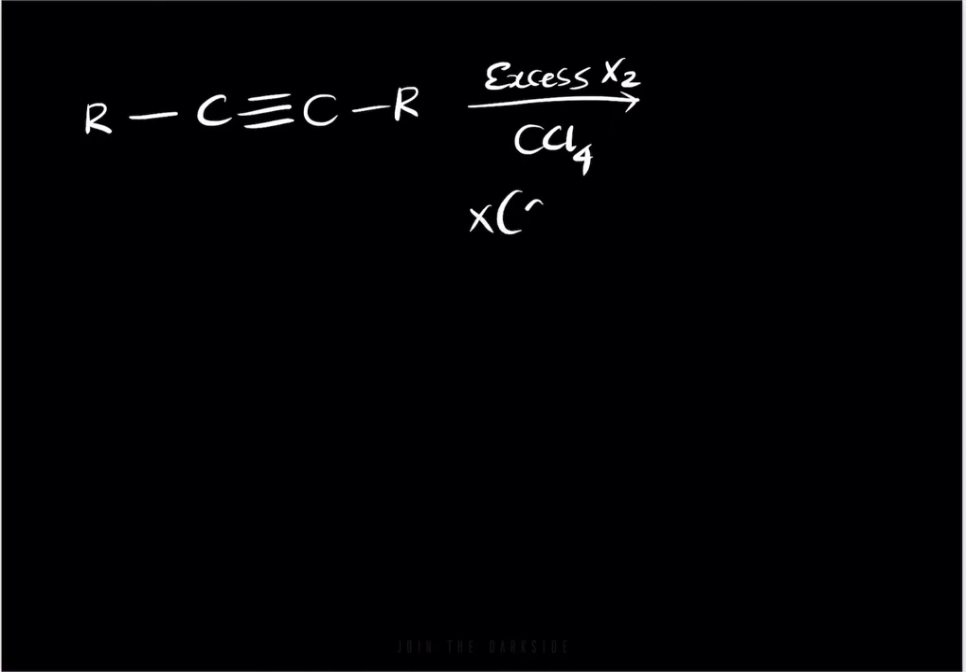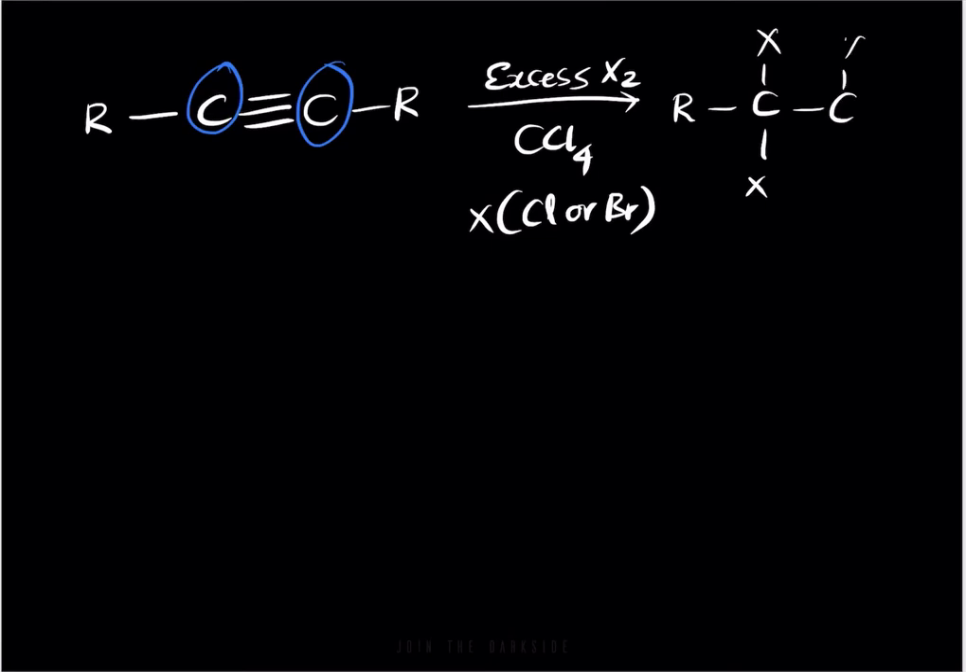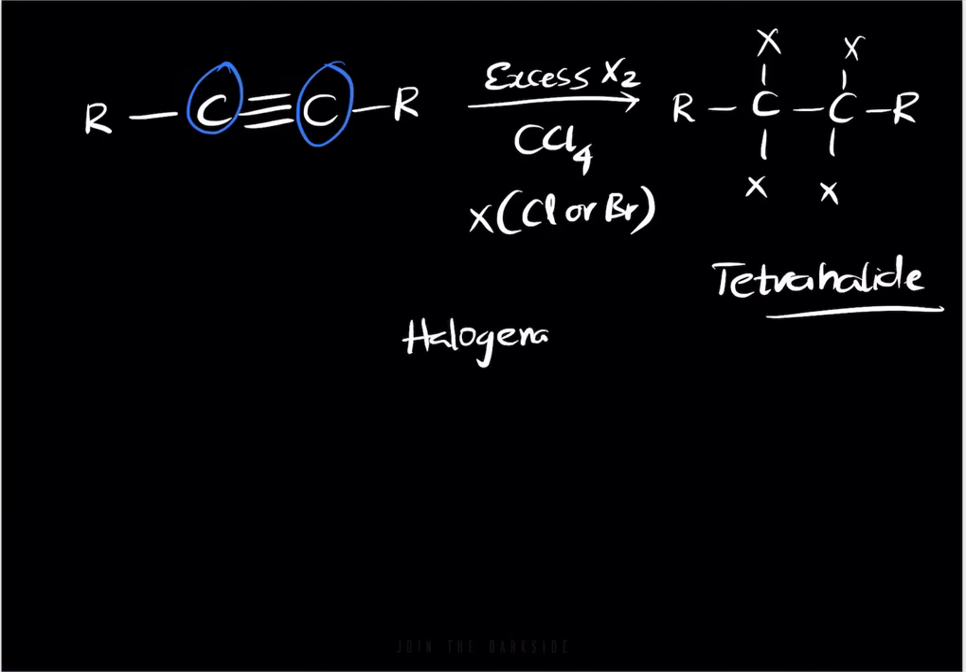So the X can only be either chlorine or bromine. So the reaction leads to the addition across the two carbons. So the two carbons that have the triple bond end up getting two halogens each. So you end up with a structure R, C, X, X, C, X, X, R. So this is a tetrahalide. So this is the process of halogenation of alkynes.